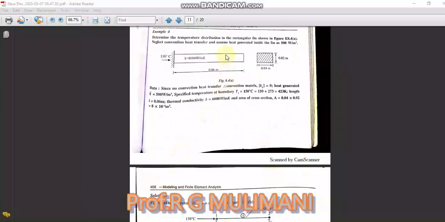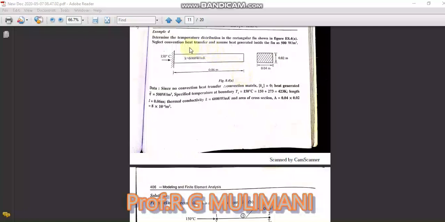Okay, let's see one more problem on these fins. In this problem you have to find the temperature distribution. Temperature distribution means, if you consider it as one element, then definitely there are two nodes. What are the nodal temperatures at nodes 1 and 2? At node 1 it is 150 degrees Celsius. So what is the nodal temperature at node 2?